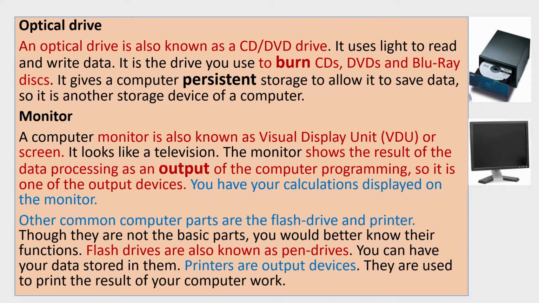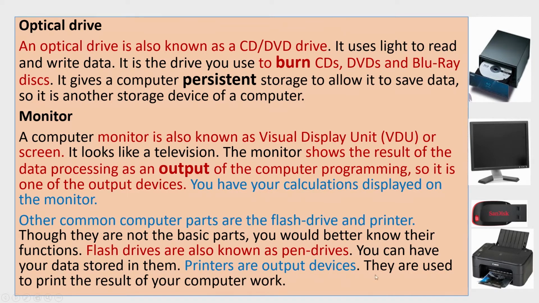Other common computer parts are the flash drive and printer. Flash drive means pen drive. It looks like this. Look at it. Okay. And printer is like this. Though they are not the basic parts, you had better know their functions. Okay, these are also very useful for us. So it's better to know about their functions.